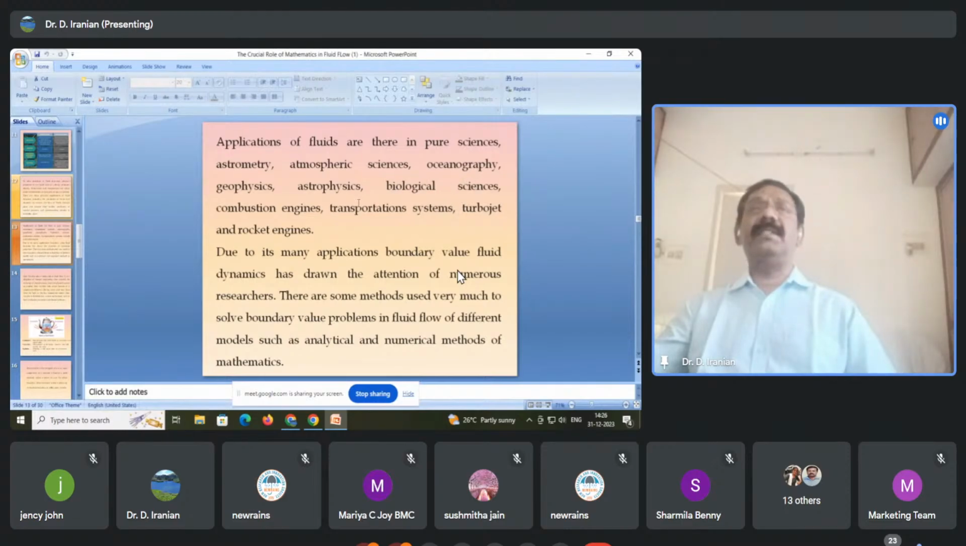Previously, I told some examples. Biological sciences, combustion engines, I mean mechanical terms here, and then turbojet and rocket engines. In all these fields, and I am giving only a minimum number of fields, so many fields are there. In that, fluid flow is very much useful here.